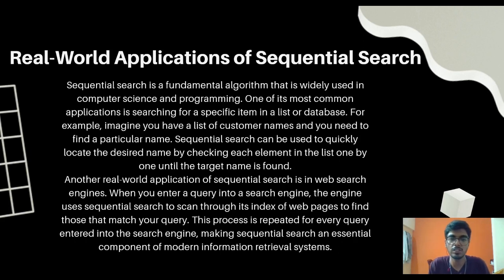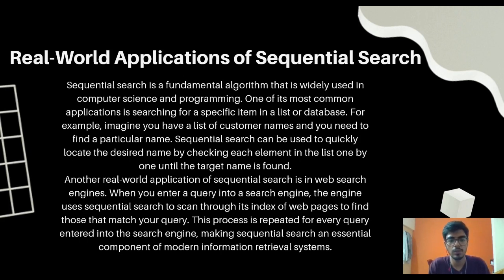The real-world applications of sequential search. Sequential search is a fundamental algorithm that is widely used in computer science and programming. One of its most common applications is searching for a specific item in a list or database. For example, imagine you have a list of customers' names and you need to find a particular name. Sequential search can be used to quickly locate the desired name by checking each element in the list one by one until the target name is found.